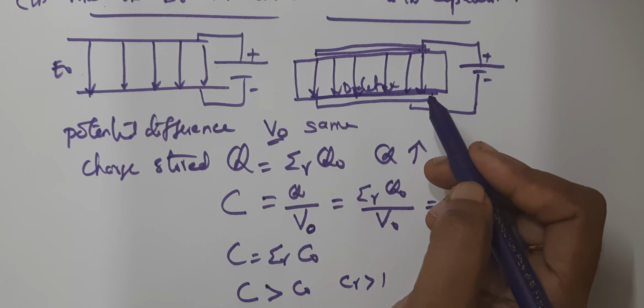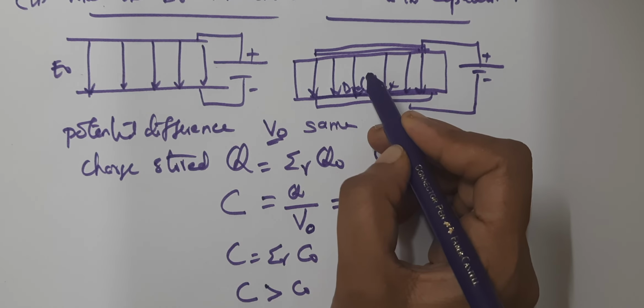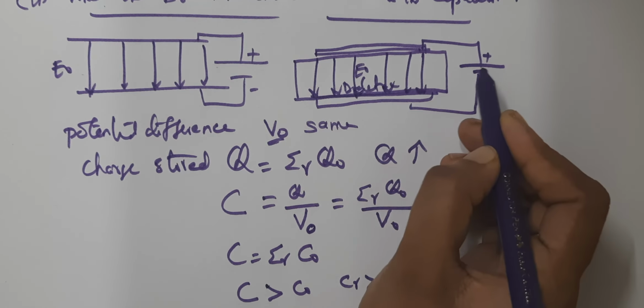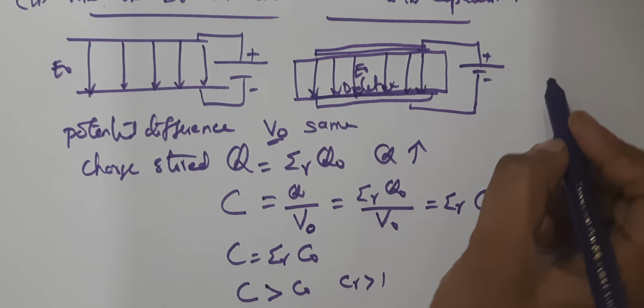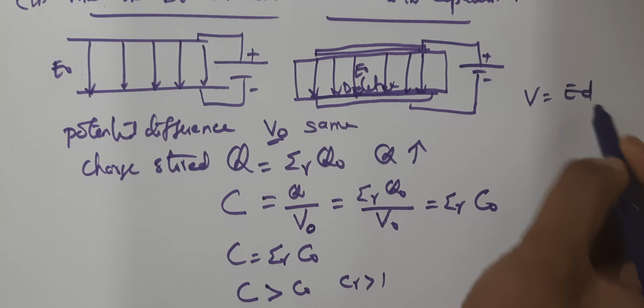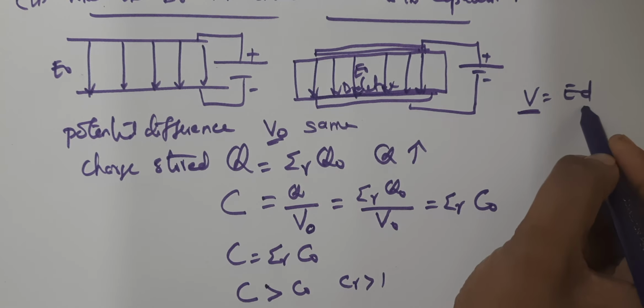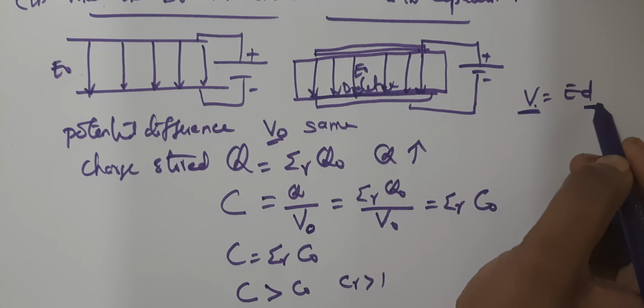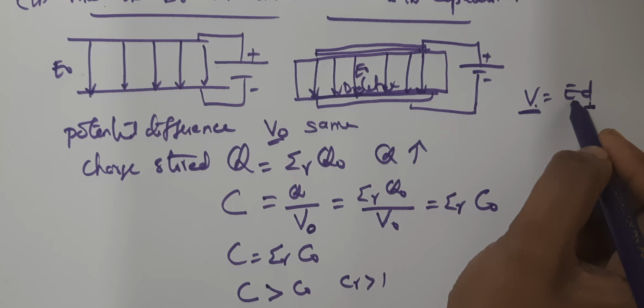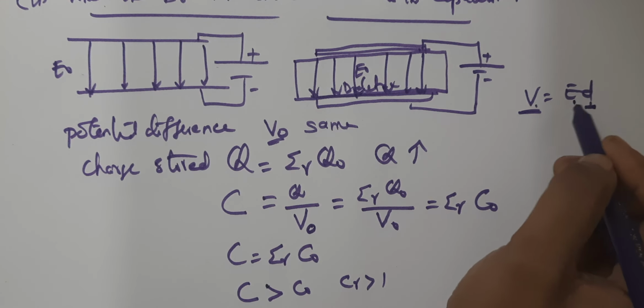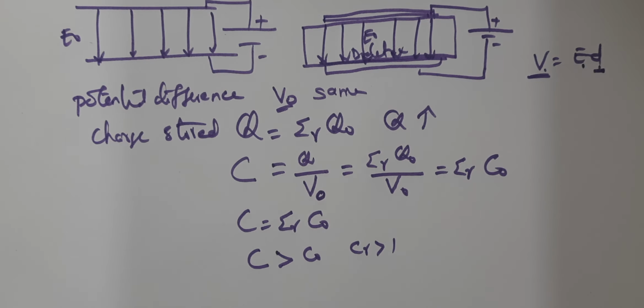Electric field also remains constant, E0, because V0 is constant. We know the formula V equals E into D. V remains constant, and D we are not going to change, isn't it? So V0 and D are the same, so obviously this E0 is also the same. So the electric field remains constant.